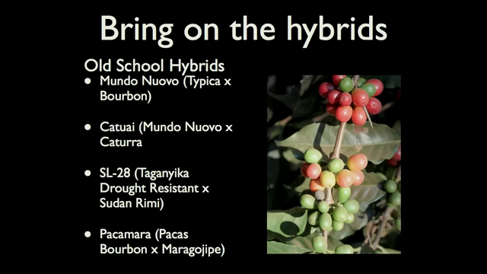Pacamara was another hybrid that was done in El Salvador between this Pacas variety of Bourbon that was grown on a farm owned by the Pacas family and Maragogipe, that giant typica that came out of Brazil. So these are the old hybrids. You could call these heirloom varieties of coffee, right? These are farmers that are hybridizing coffee kind of in the context of a coffee farm.